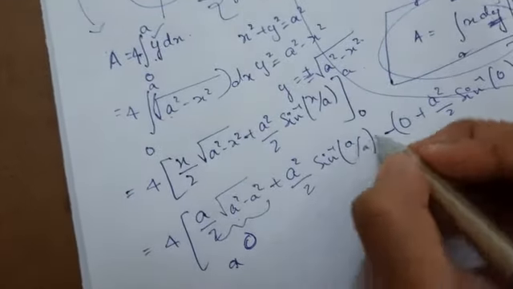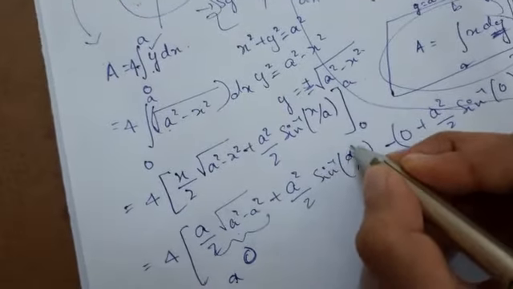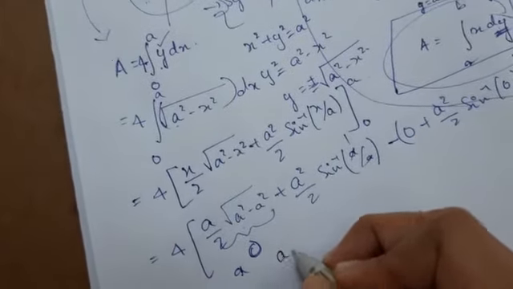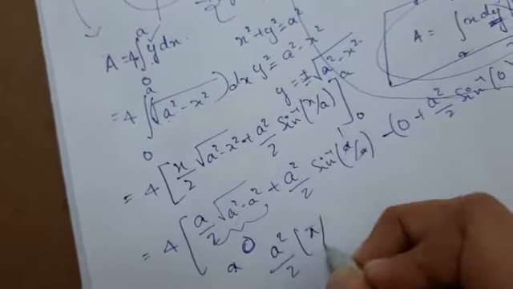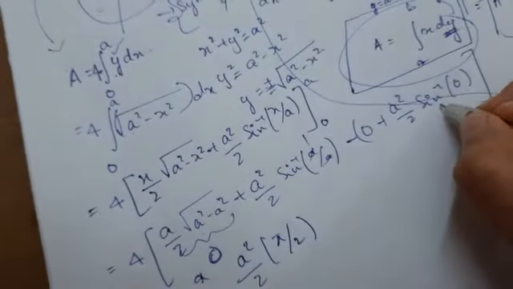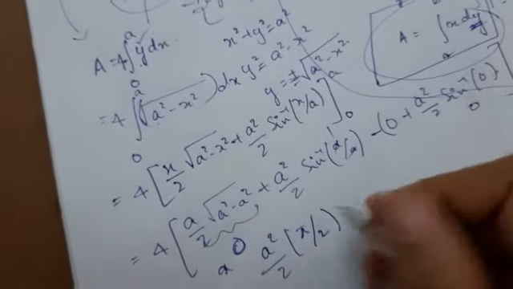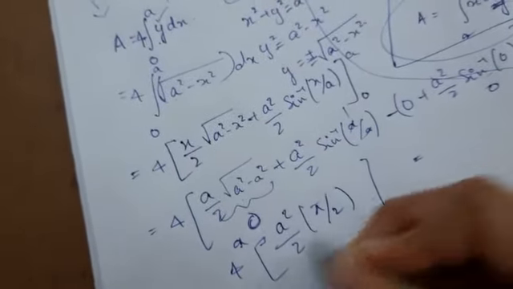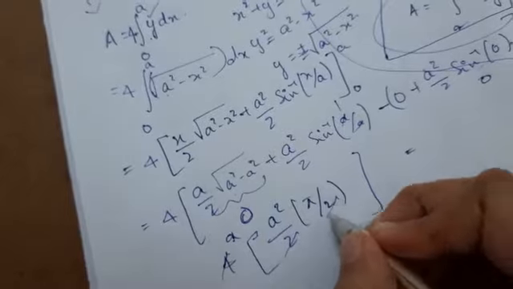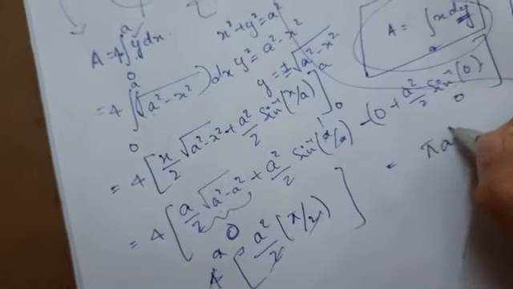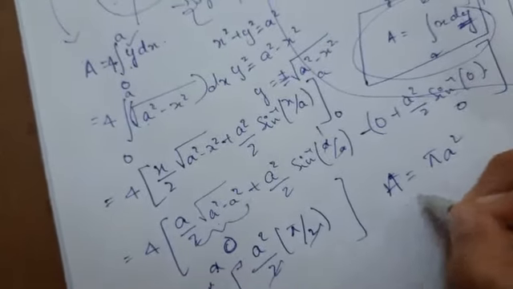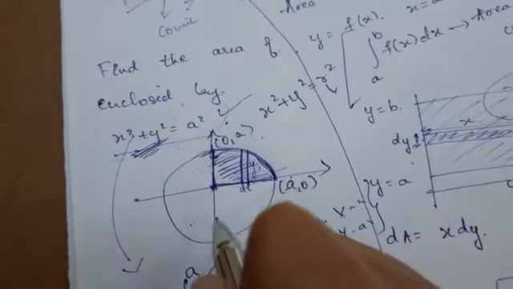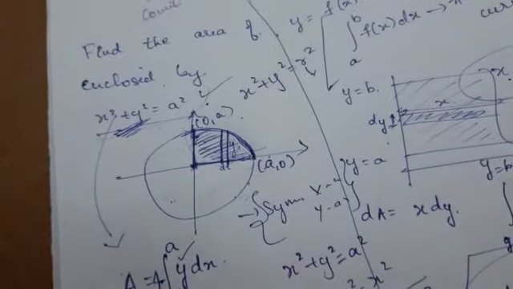Here we are going to get a square by 2 sine inverse of a by a, which is 1. Sine inverse of 1 is nothing but pi by 2. So a square by 2 into pi by 2. And here sine inverse of 0 is also 0, so this term is completely 0. And here we already have 4, so 4 cancels with the 4. So remaining is pi a square. So the area of this circle is equal to pi a square, and we already know that the area of the circle is pi a square only.